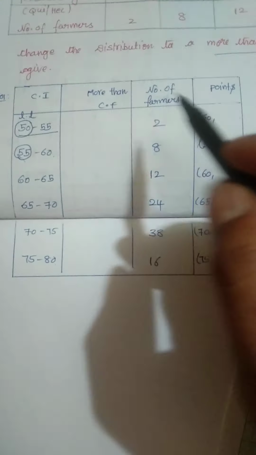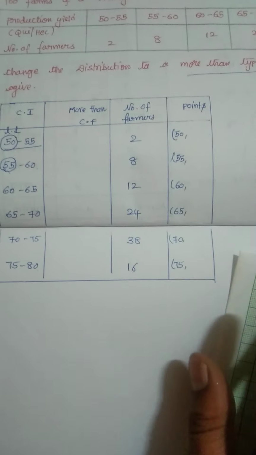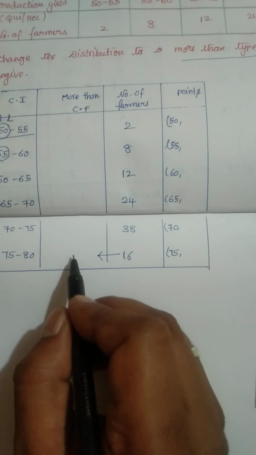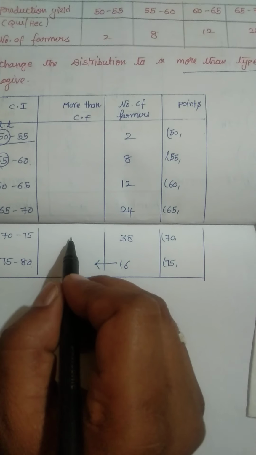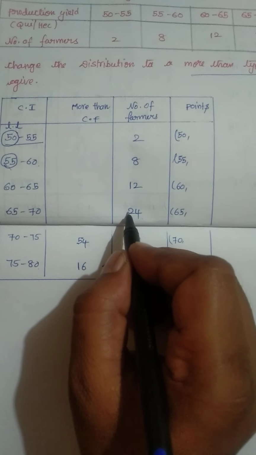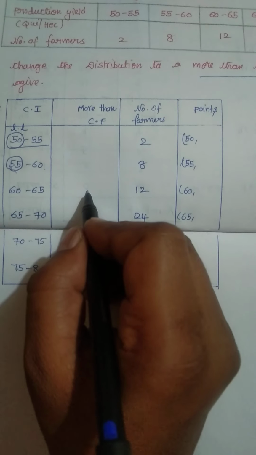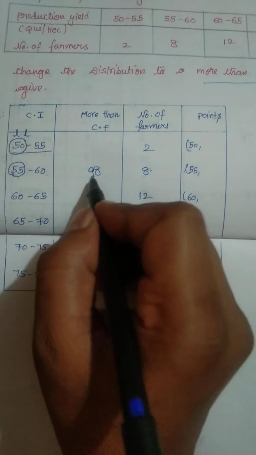So there we constructed less than cumulative frequency, that is from top to bottom. So here we have to construct more than type distribution. We have to go from bottom to top, children. So 16 as it is, and 16 plus 38 is equal to 54. 54 plus 24 is equal to 78. 78 plus 12 is equal to 90. 90 plus 8 is 98. 98 plus 2 is equal to 100 children.